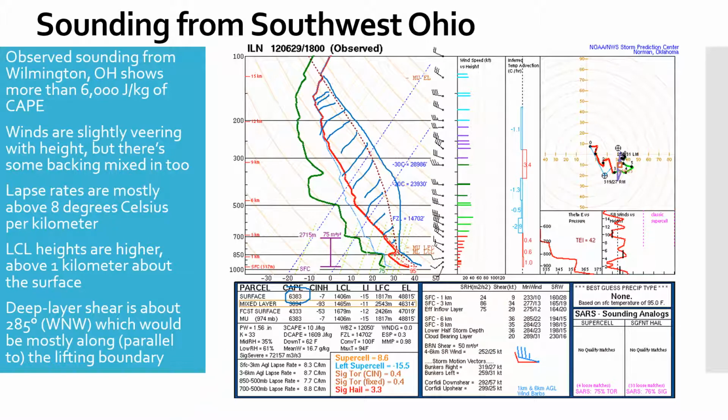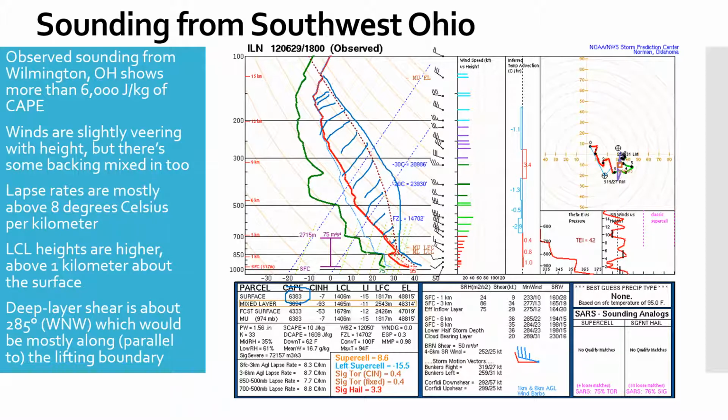So that's basically what CAPE is measuring, is this hatched area of how unstable the air is and how much energy there is to continue to cause air parcels to rise and strengthen your updrafts, which leads to strong severe weather.